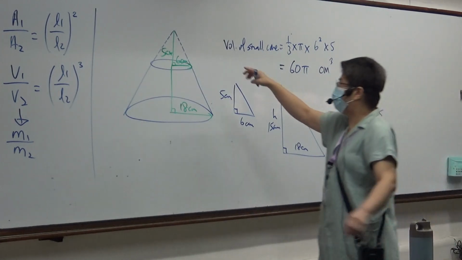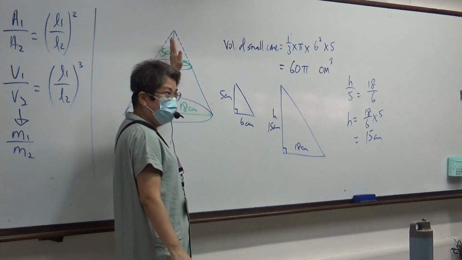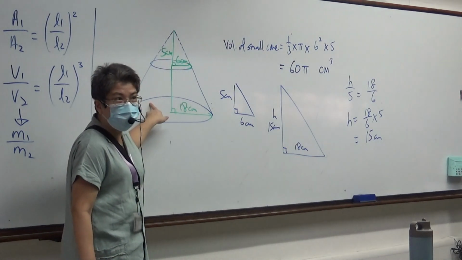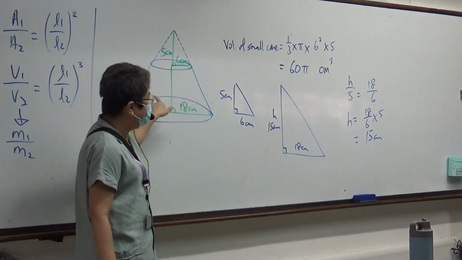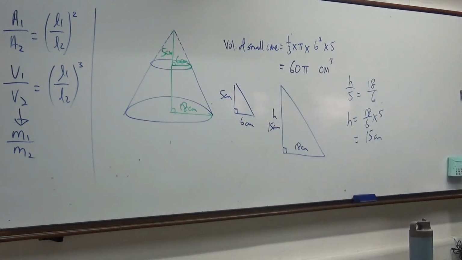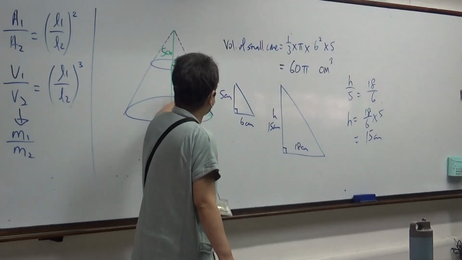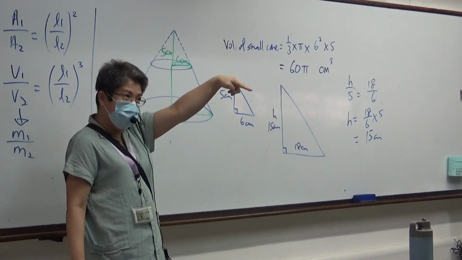So, how do I get the volume of the frustum? The big one, right? One third pi r squared h 15 minus one third pi r squared h 5, right? I'll get the remaining one. Is that clear? Yes or no? Yes. Now, what if people don't want to use this? They want to use volume instead. Also can, right? Also can. So how? Now, this is the more direct way. I just find the height. I can get the volume of the small cone, volume of the big cone, right? That I minus off. This is actually method 2 in your textbook.